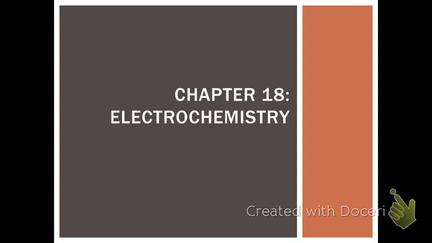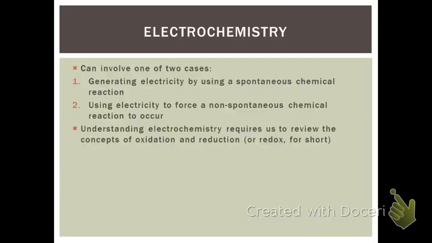So, electrochemistry has two cases. You can either generate electricity by using a spontaneous chemical reaction. Remember, that means a reaction that will happen on its own without any input of energy. Or it will use electricity to make a non-spontaneous reaction happen. So a reaction that wouldn't normally happen, we can give it some electricity and make it happen.